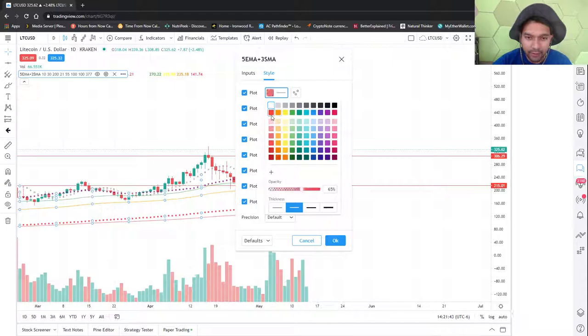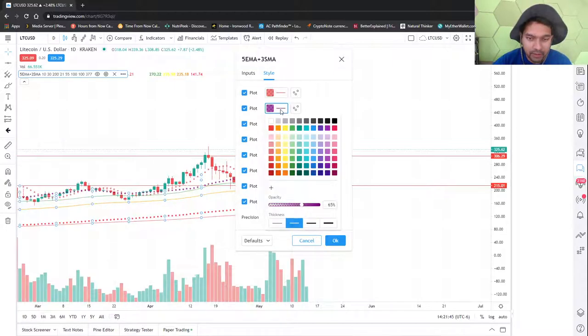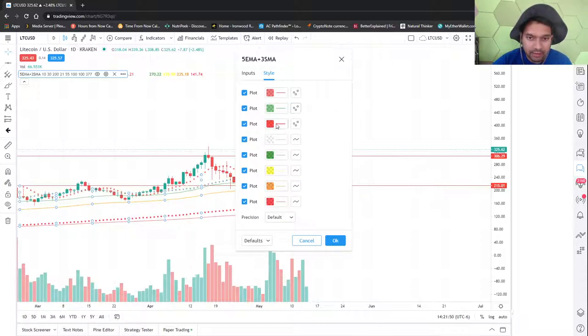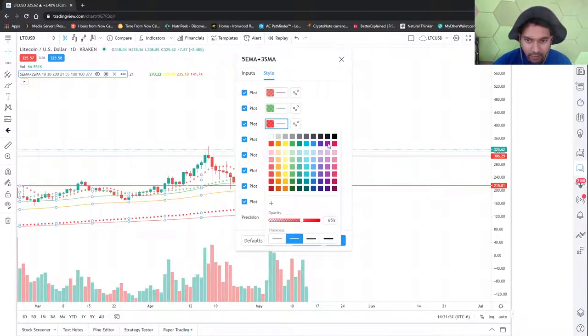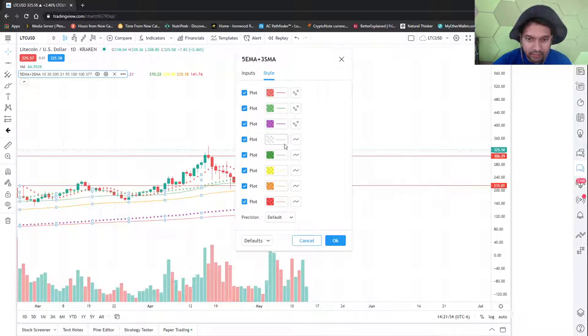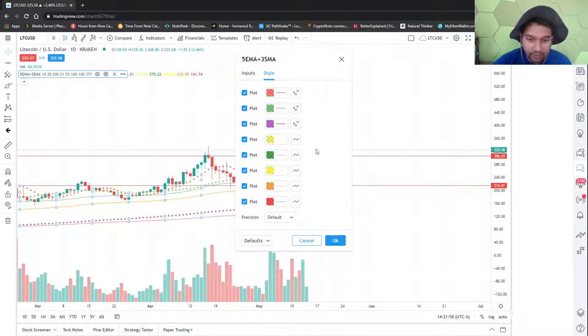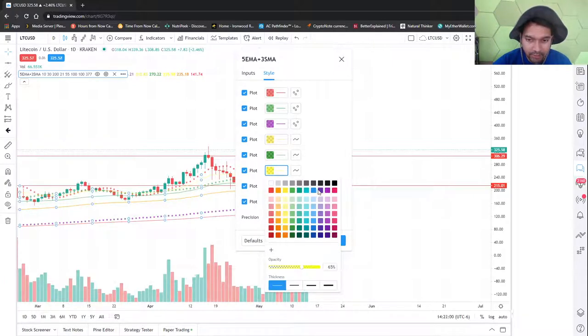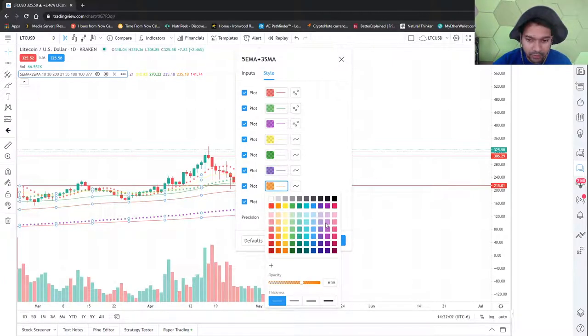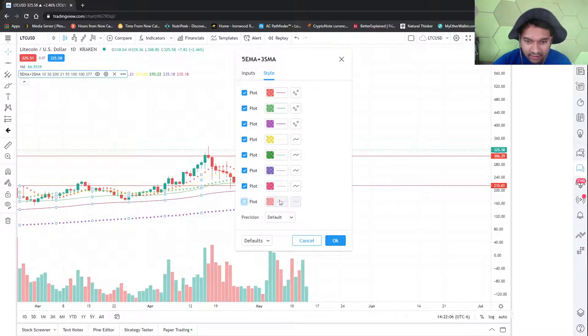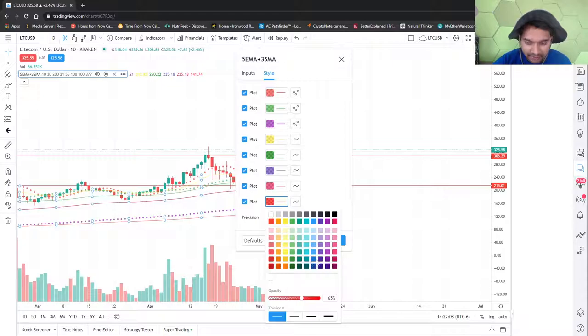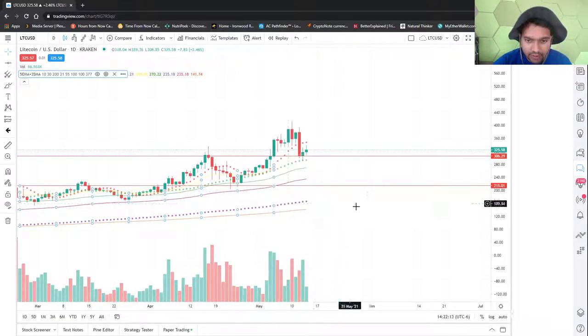Plot one, let's go with red. Plot two, let's go with green. Plot three is going to be purple. And then plot one again, it's going to be yellow. Plot two is green. Plot three is purple. Plot four is, say, magenta. And plot five, or six, or whatever, it's going to be like super orange.